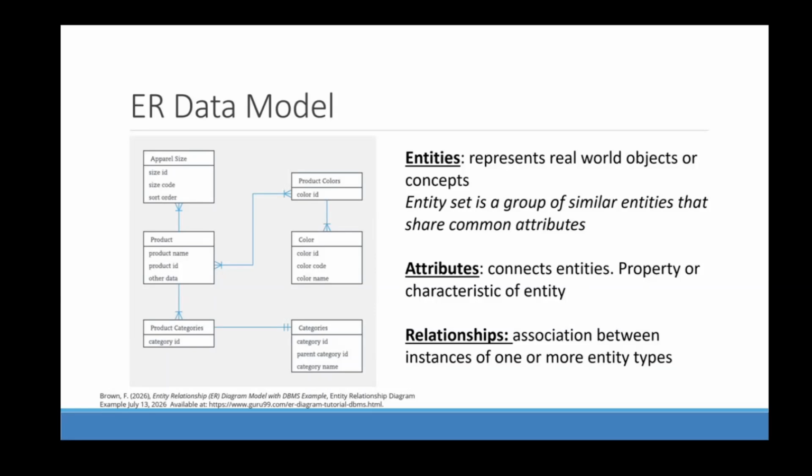There is also a piece of this data model called an entity set. An entity set is a group of similar entities that share common attributes. For example, all patients in a hospital form a patient entity set. And entities are represented in the ER diagram with a rectangular box with the entity name written inside.